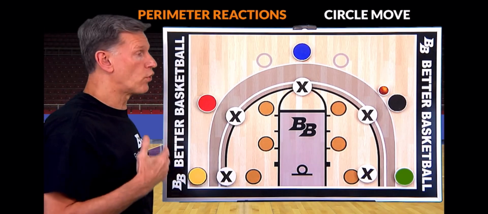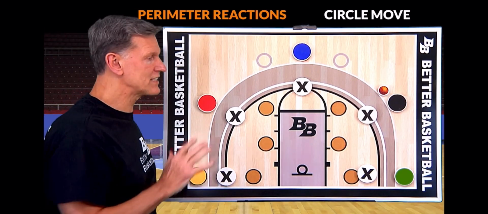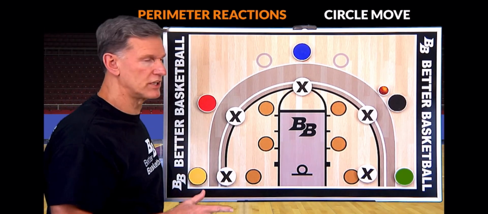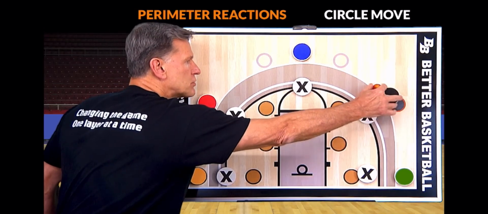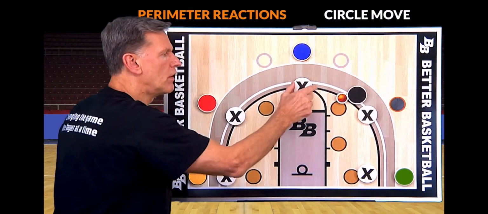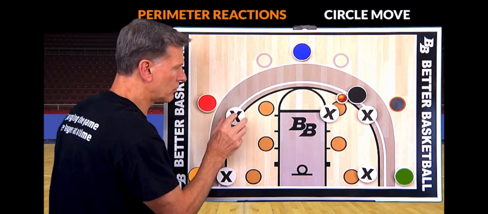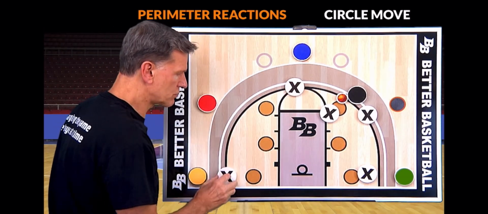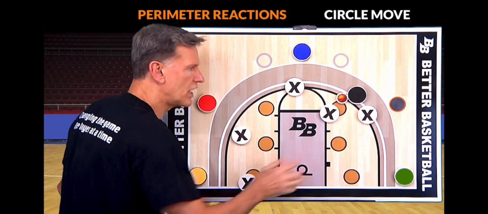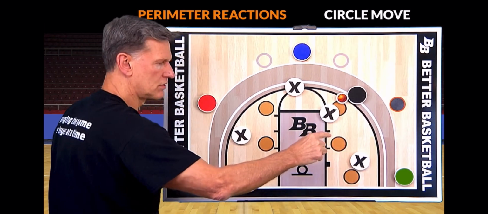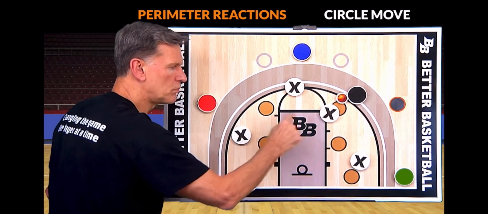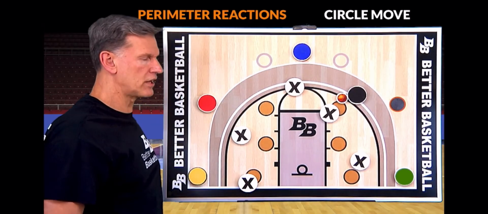Another reason or advantage of circle movement is how defense naturally rotates. Let's examine that. If this player drives middle, this player rotates in. Well, who takes this player? Well, this one does. Who takes this one? This one. Who takes this one? Rotation is like this, okay? Rotation is moving in that direction.